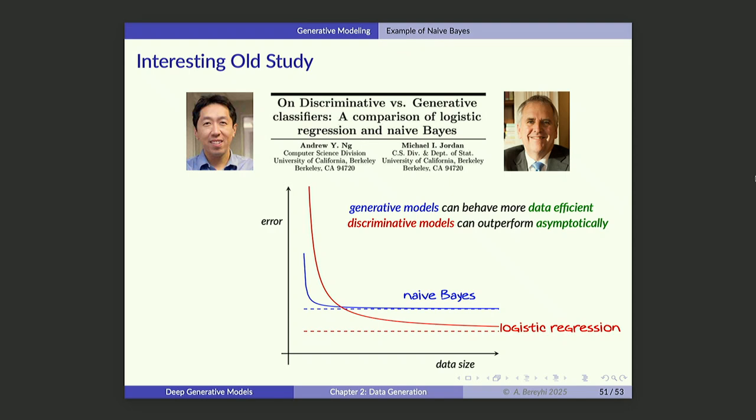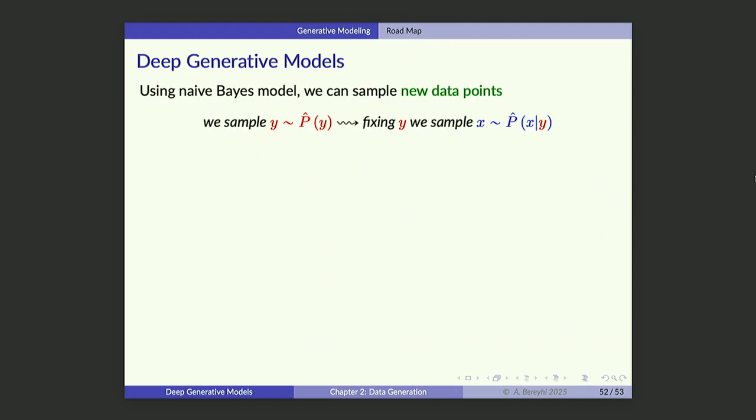Questions? No question. Great. So if you've got no question, then deep generative models are the deep version of naive Bayes. Okay? Even though it sounds funny, that's really the case.